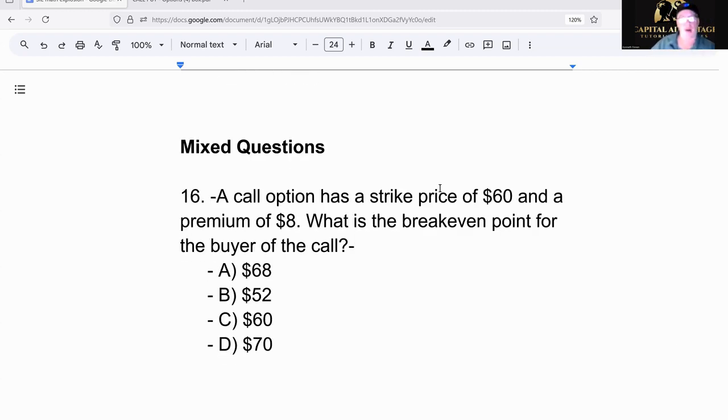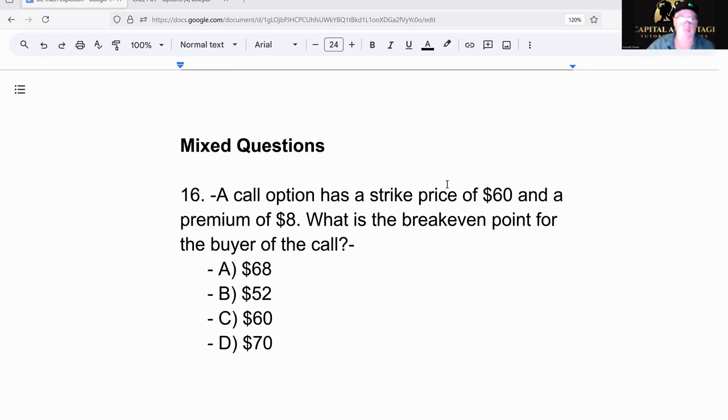Here we go. Buy a call option has a strike price of 60 and a premium of 8. What's a break even? On a call, it's always strike plus premium. So the answer is 68. A. Moving on.